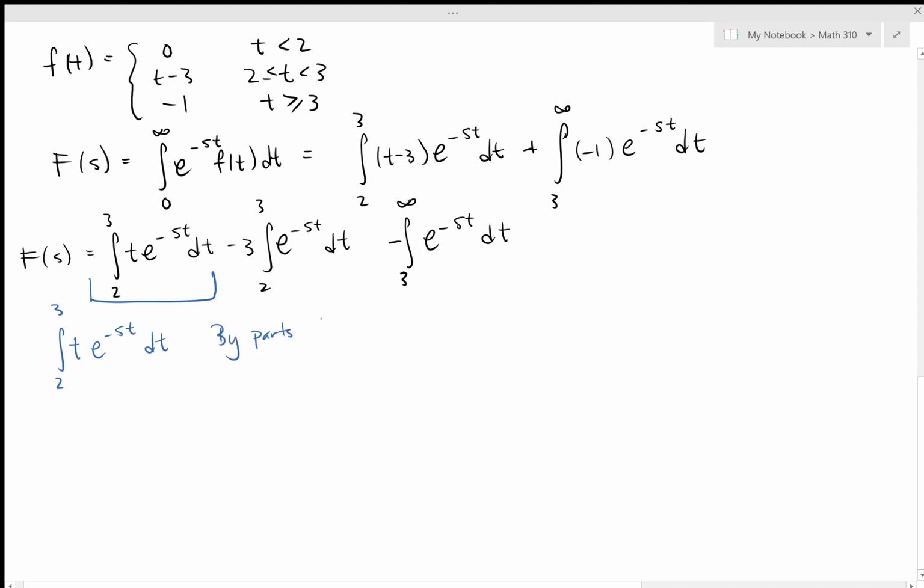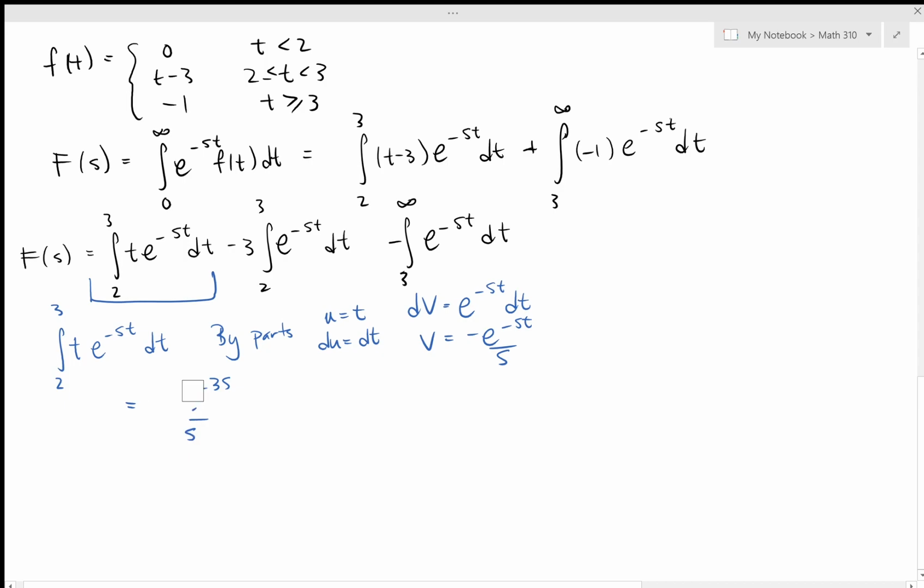And I'm going to have u equal to t, du equal to dt, and dv equal to e to the minus st dt, and v equal to minus e to the minus st over s. Okay, so setting up for integration by parts, and then the integral will be equal to, let's see, uv.